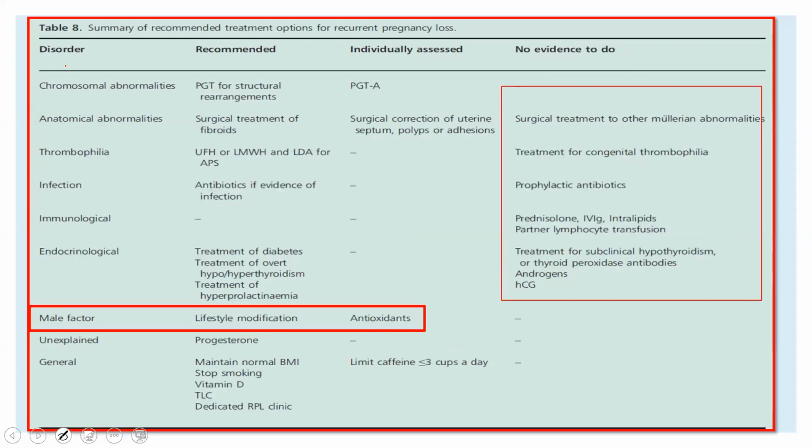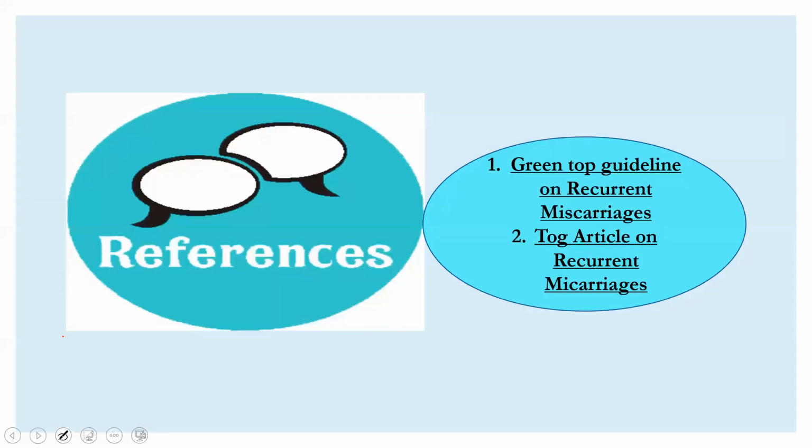Then chromosomal abnormality, yes, we can go for that. Anatomical abnormalities, we can go for, for example, if there is a fibroid. We can go for thrombophilia, we can go for infection, we have said immunological, endocrinological, male factor, we have said unexplained, we have said general. All right. Clear, everyone? Any questions?